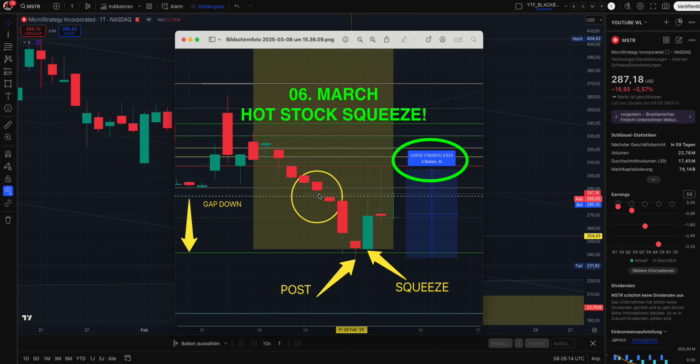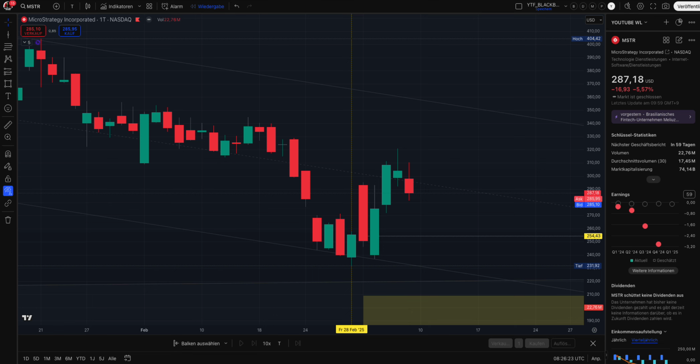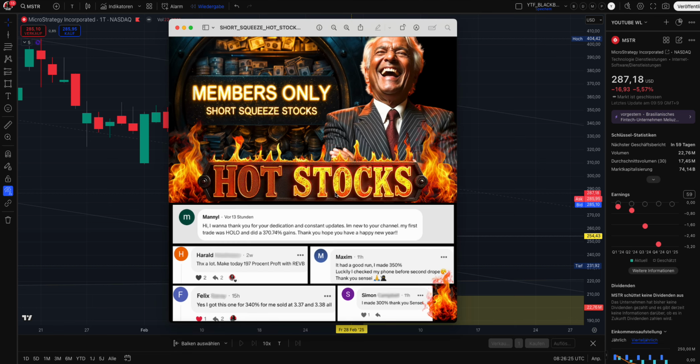Same here with a small gap. So it is the same structure as MSTR, but of course with a little bit of a different setup. And I just released my brand new hot stock video, guys. Every Sunday you will see these videos on Patreon where I try to predict the short squeezes for the upcoming weeks and days. This is of course not financial advice.